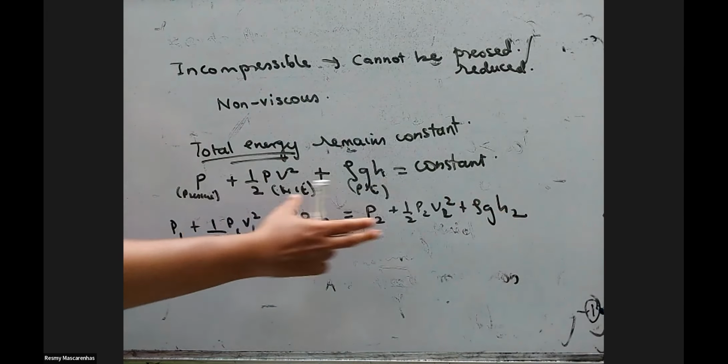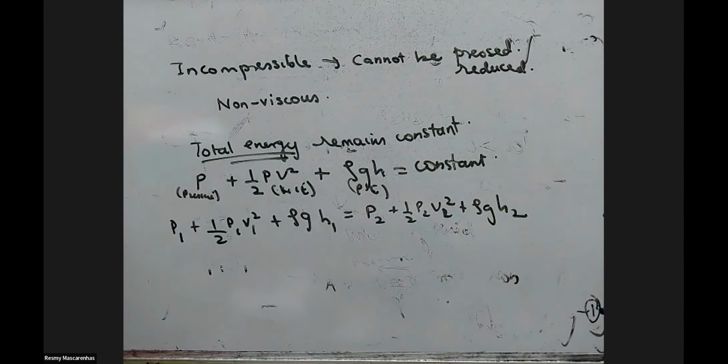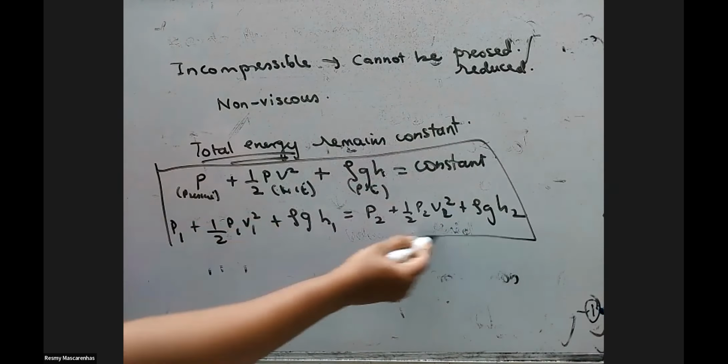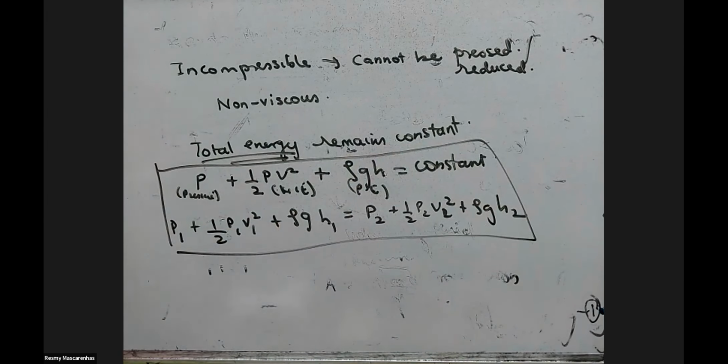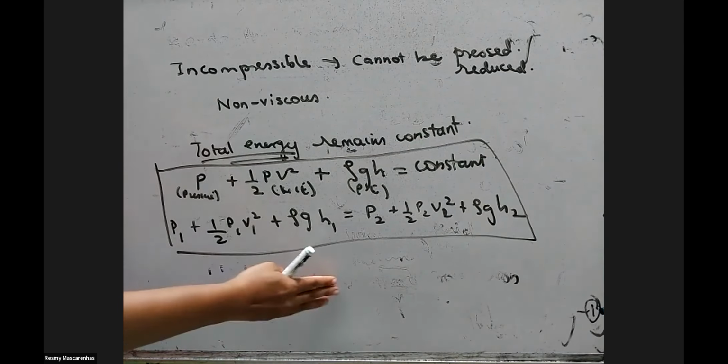Whatever is there at the start will be there at the end of the tube. So this is Bernoulli's statement. Total energy at the start and throughout the tube will always remain constant. So how does it remain constant?